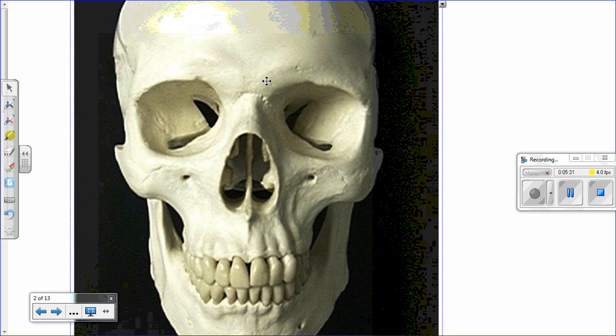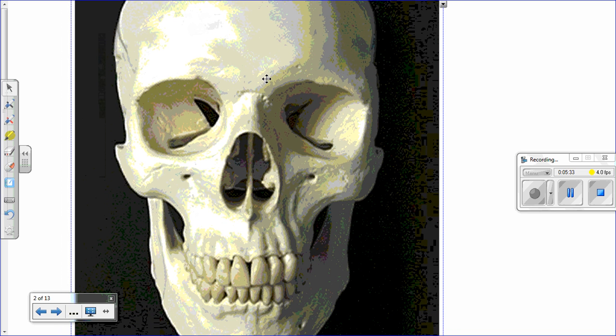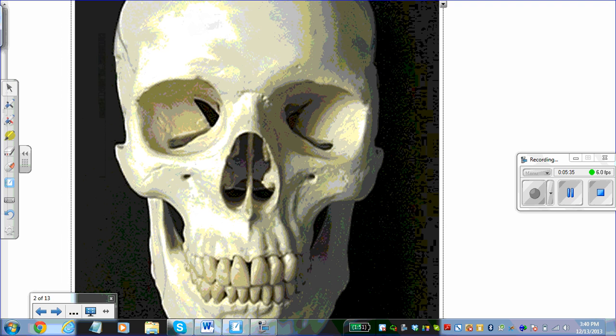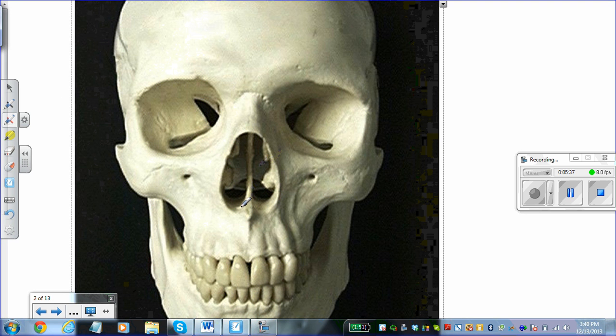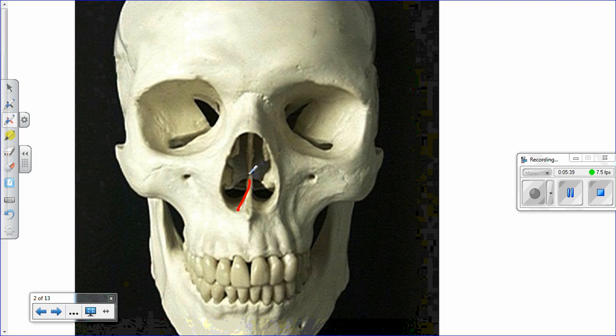Okay. So head-on shot here. We'll run through some of the major ones that are on this one. So right off the bat in the front here, a bone that we haven't talked about yet, this one right here, that's the vomer, making up the inferior nasal concha area.